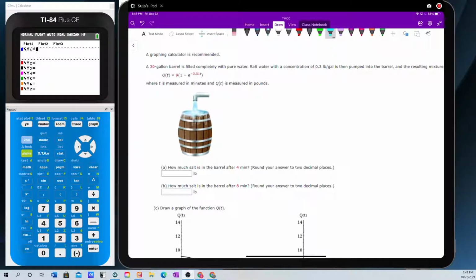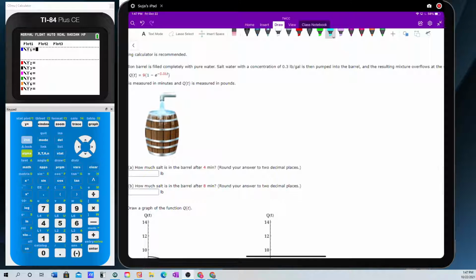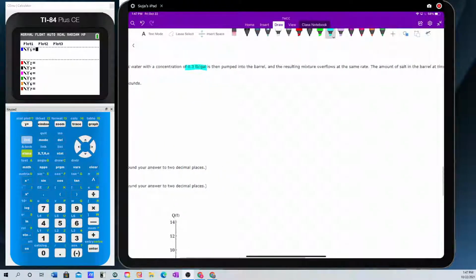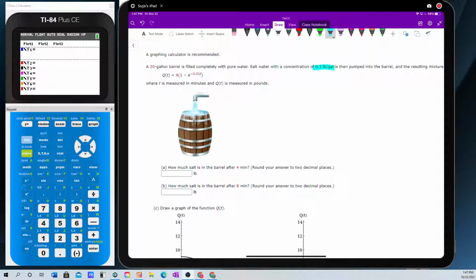This is a word problem again for an exponential function. What is given is a 30-gallon barrel is filled completely with pure water. Salt water with a concentration of 0.3 lb per gallon is then pumped into the barrel and the resulting mixture overflows at the same rate. The amount of salt in the barrel at a time t is given by this function. So Q is the amount of salt in the barrel at time t.